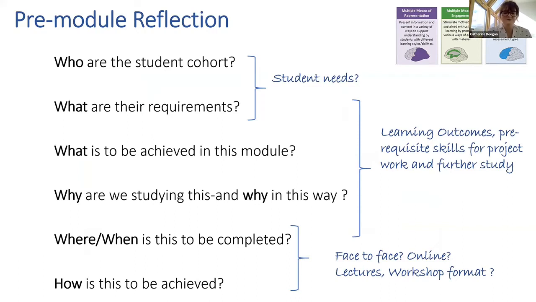Now, we have learning outcomes on modules, but also there are the skills required for project work and for further study and further, some go on to do research, some go out and work in the workplace. There's also a very important piece on where and when and how this is to be achieved. And I did this myself, and then I went to the students and said, okay, why have you chosen this? Because some of them choose it as an elective, and that's a very important part of it.